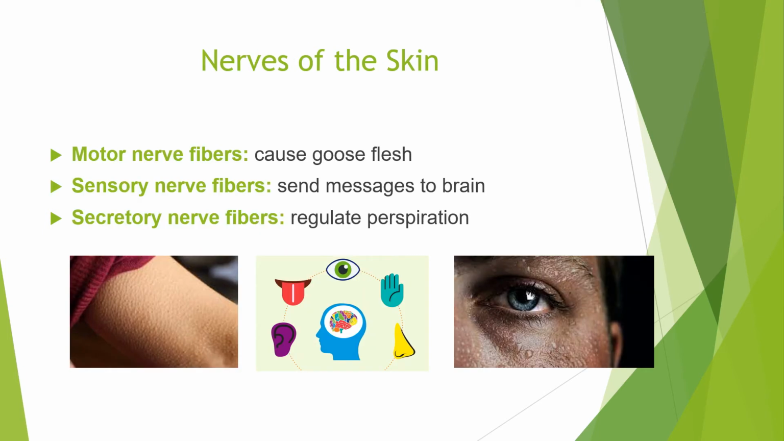Next, the nerves of the skin. First, we have our motor nerve fibers. They are distributed to the erector pili muscles attached to the hair follicles. Motor nerves carry impulses from the brain to the muscles. Your second nerve is the sensory nerve fibers. They react to heat, cold, touch, pressure, and pain. These send messages to the brain.